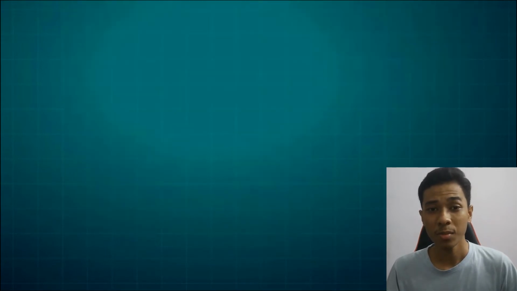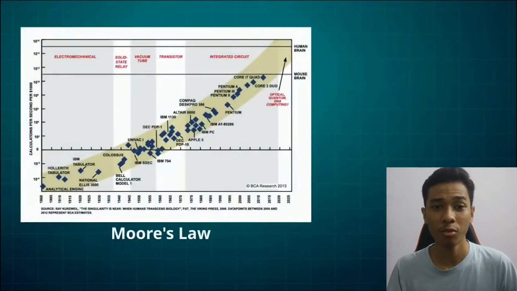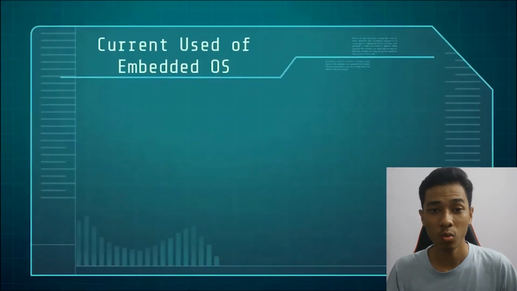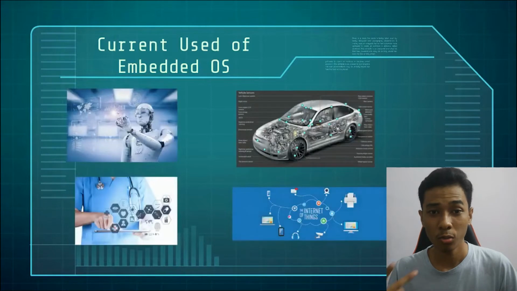As technology becomes more advanced and processing power increases exponentially every year, according to Moore's law, you may think that embedded OS is not relevant to be used anymore. You are wrong. Embedded OS is widely used today in robotics, medical, automotive, and IoT. Embedded OS is still being used in low-powered and specific functionality devices.